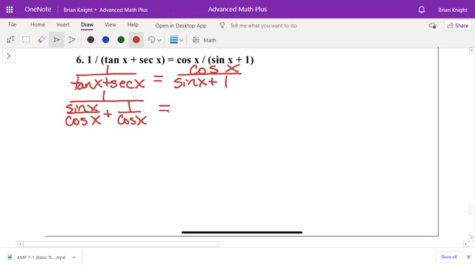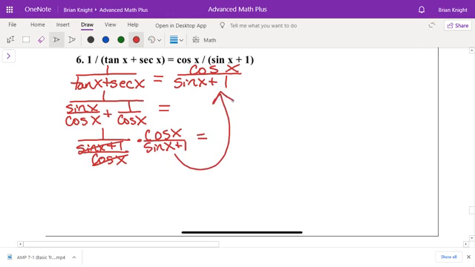Wait, can't you simplify that? You can, because they have a common denominator. So that's just going to be 1 over sine x plus 1 over cosine. How do you divide by a fraction? Multiply by its reciprocal. So I flip it and multiply. These all cancel, right? And then I have 1 times cosine x over sine x plus 1. So I'm done. So easy.